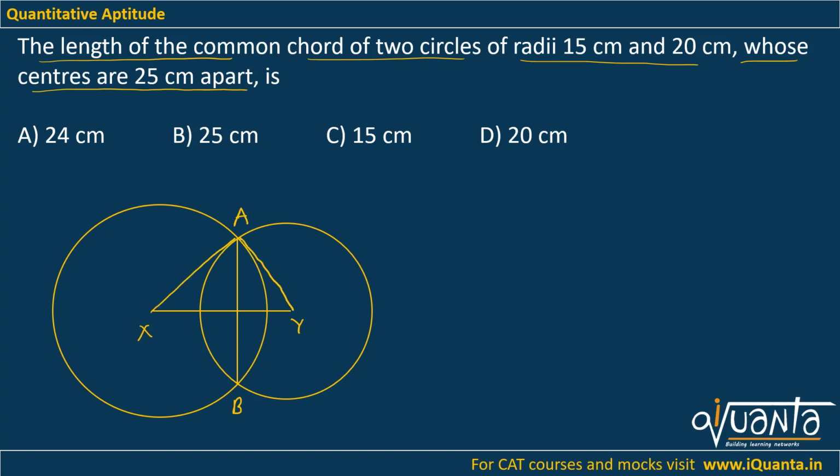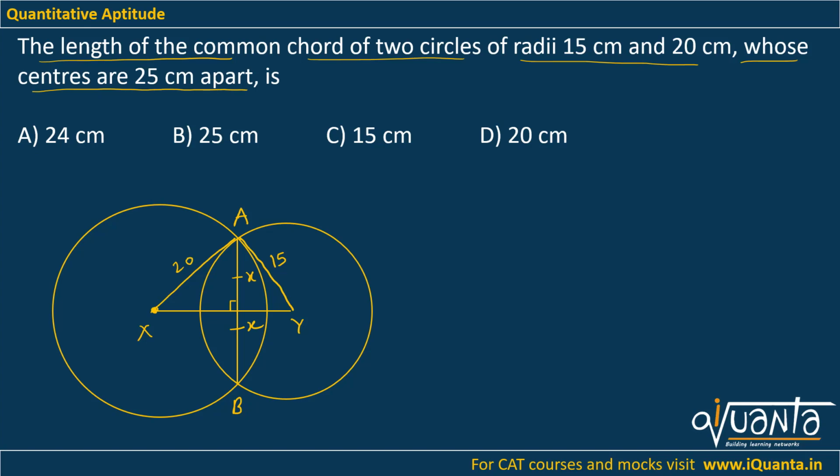Now there is a theorem that will come into use here. I have told you that if from the center of a circle we drop a perpendicular on the chord, it bisects the chord. So we will drop a perpendicular on the chord AB. AB will be bisected. This part will be equal to x, and this will also be equal to x. I know the length of AX. It is the radius of the bigger circle, which is 20. AY will be 15, the radius of the smaller circle. I already know the length of XY, which is 25.